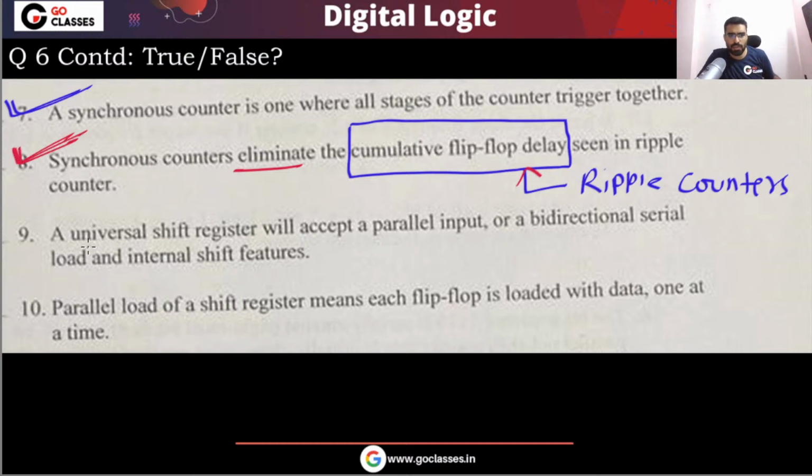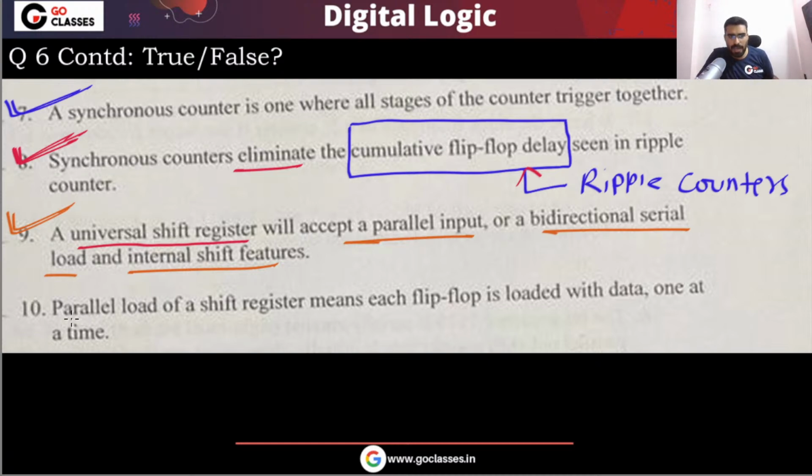Next, a universal shift register. This we have already seen. What is a universal shift register? The implementation we have seen. So a universal shift register will accept parallel input, bidirectional serial load, internal shift features. So all these things are correct. In a universal shift register, you have the facility to shift left, shift right, parallel input, parallel output. So all these facilities you have in a universal shift register.